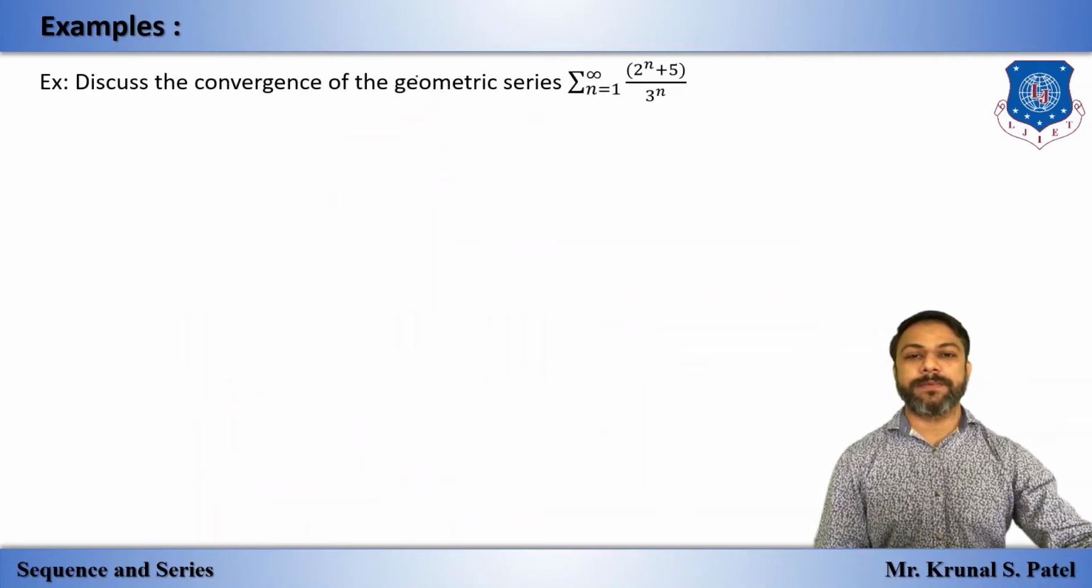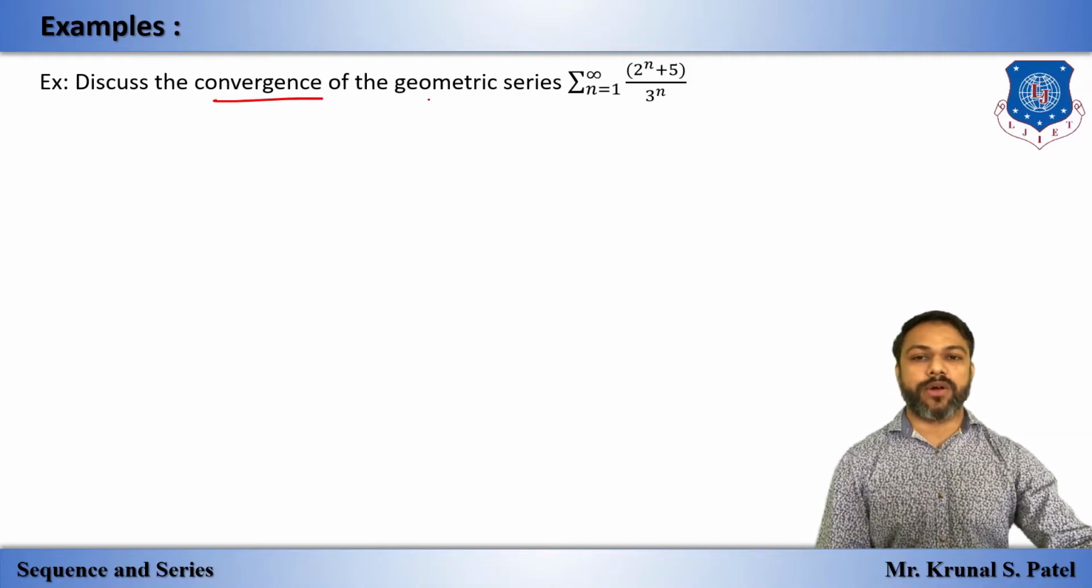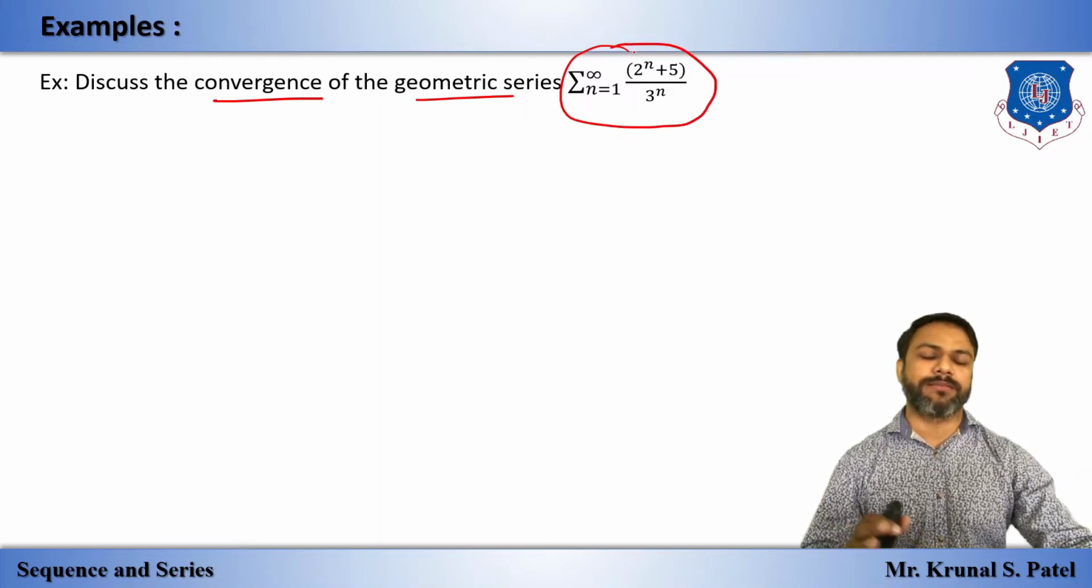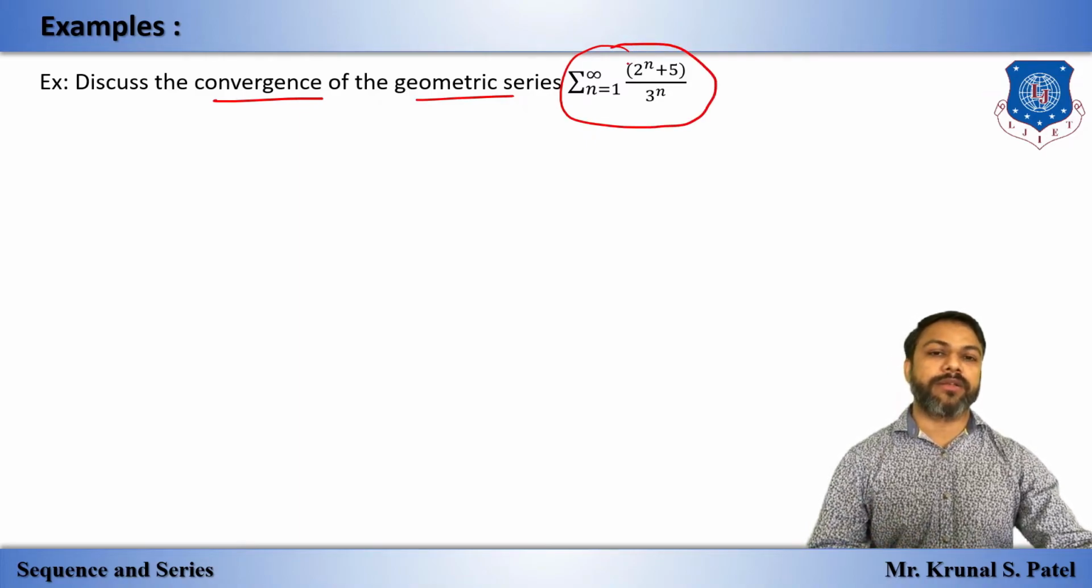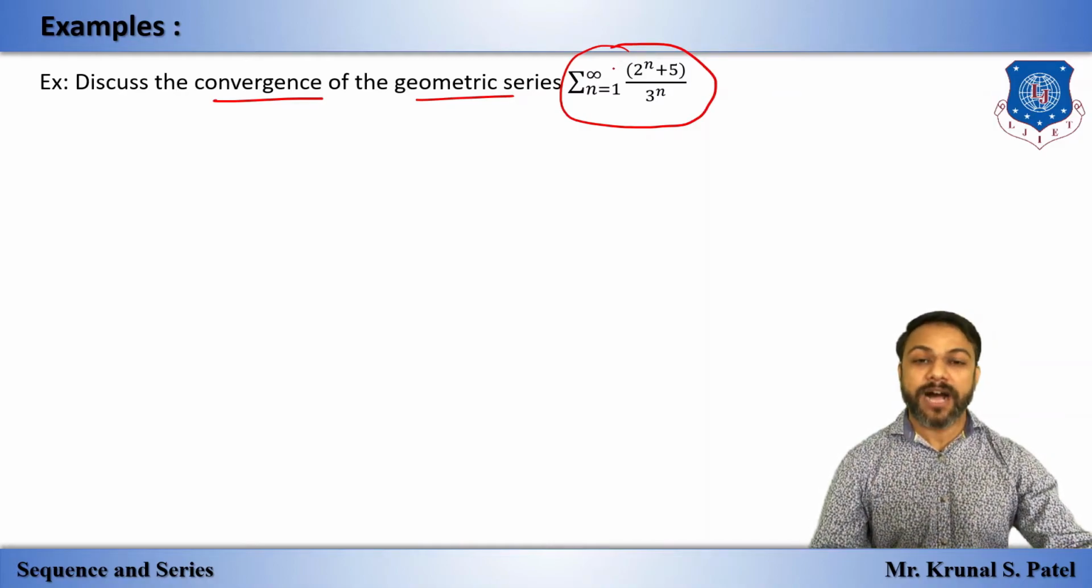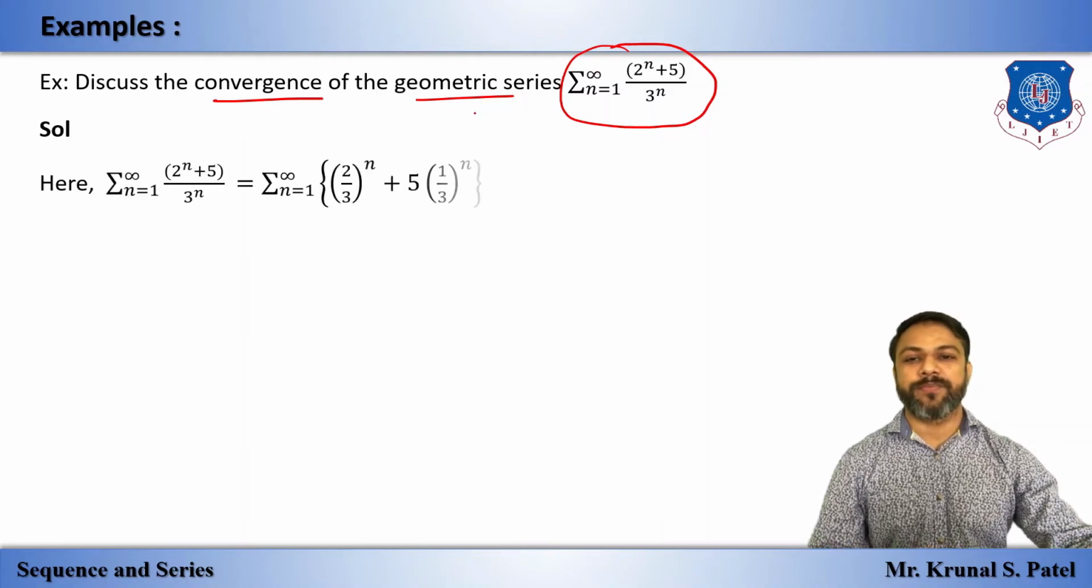Now one more example, which is the last example. Discuss the convergence of the geometric series. This is different and a little bit tricky, you can see here the summation of two series. How? Let's have a look at the solution.